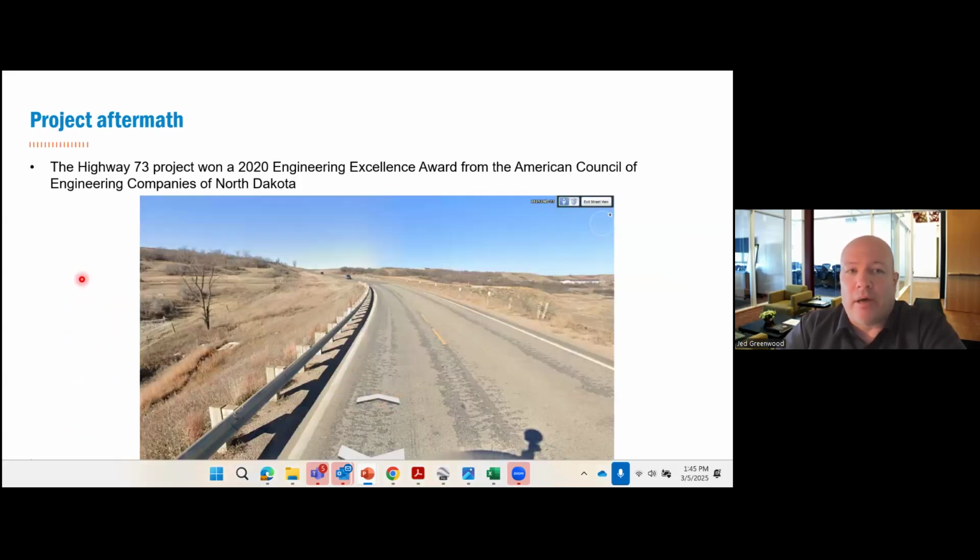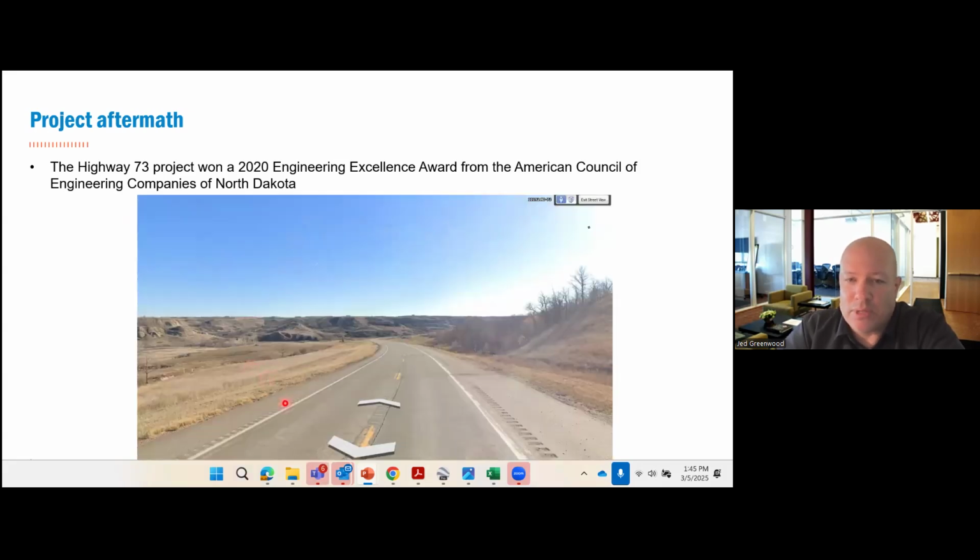Project aftermath. The project did win an award, the 2020 Engineering Excellence Award from the American Council of Engineering Companies in North Dakota. What am I showing here? This is Google Street View. You're seeing where that interceptor trench comes out right there. There's no evidence that an interceptor trench has been installed. All the vegetation has been reestablished.